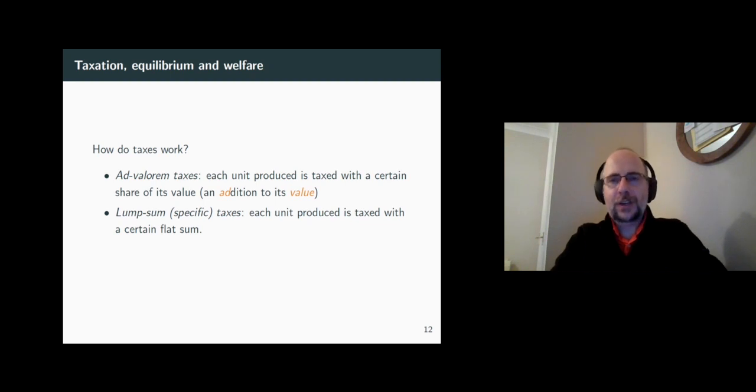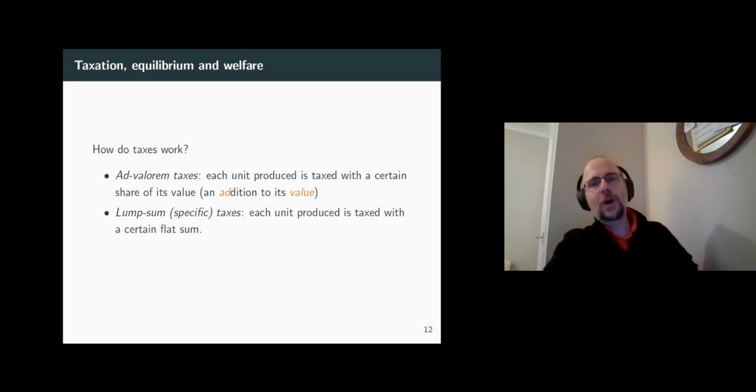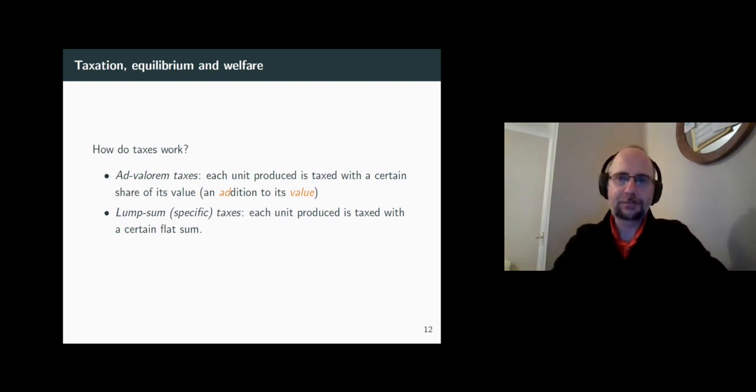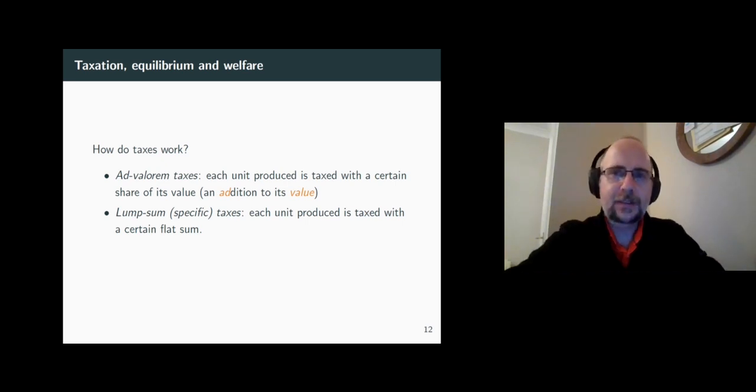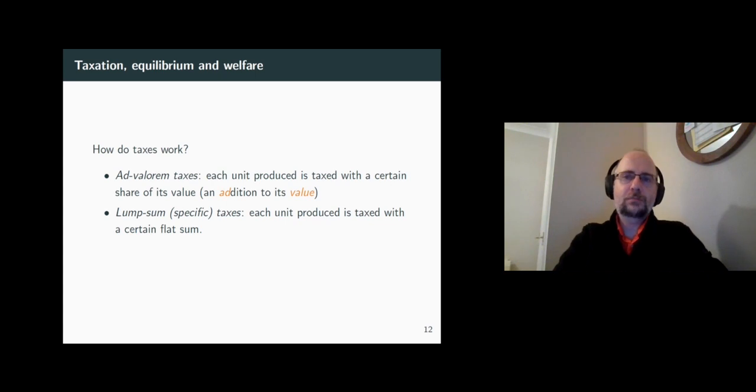Before going into how taxes work, let's see the two most widely used taxes in a certain market. There are two types of taxes. The first one is measured as a certain percentage of the market value of the good. It adds value in proportion to the existing value, and that's why we call it an ad valorem tax, add value. The second type of tax also adds to the market price, but in a slightly different way.